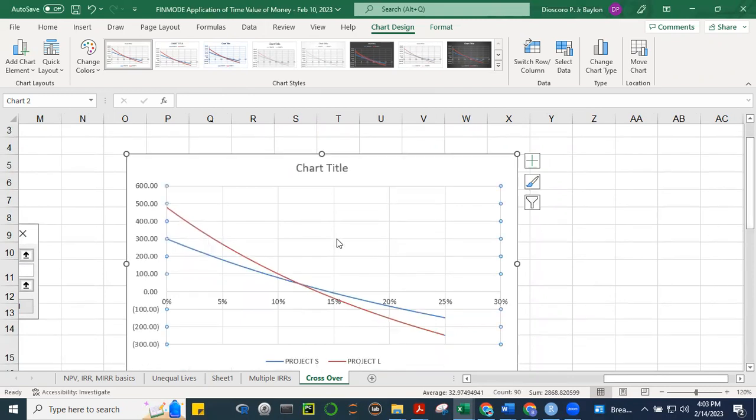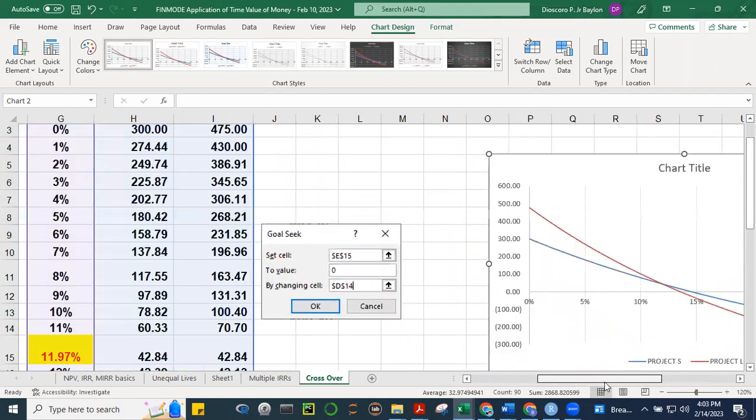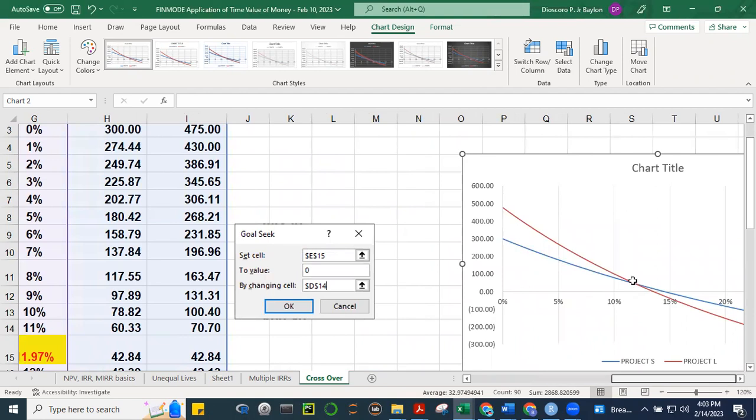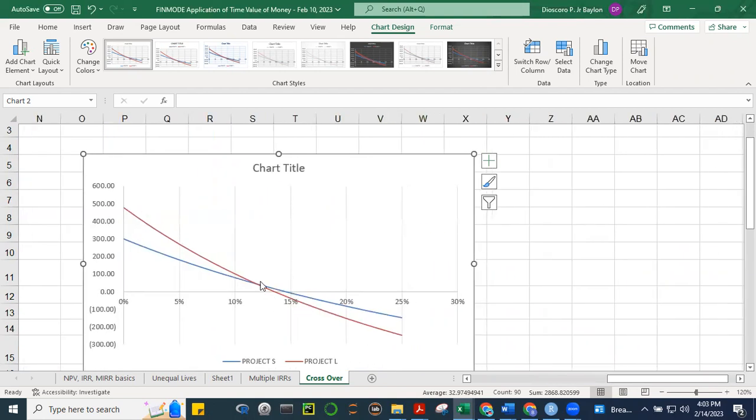What do you find here? Okay. Take a look at this, class. This is Project L, yung red. And you notice this one, what's this one? This is the point of indifference. This is 11.97. Ito yun. So at this point, we don't care whether we choose Project S or Project L because they have the same NPV.